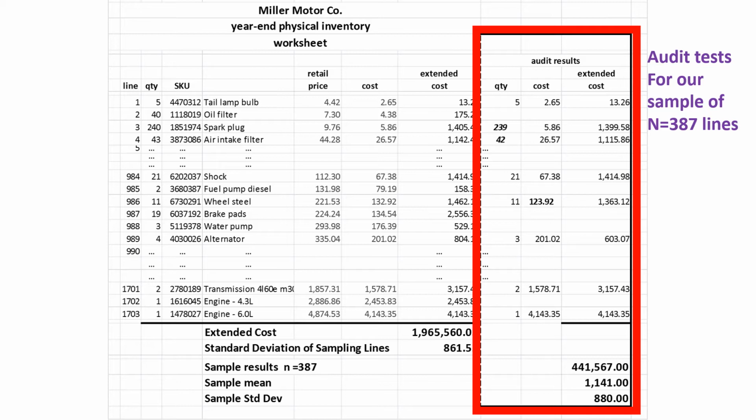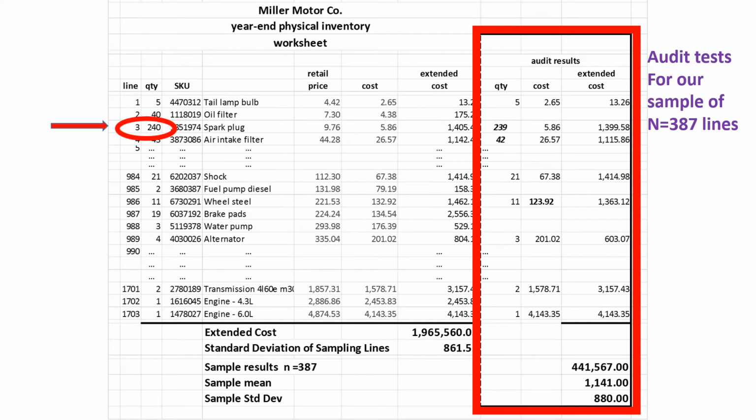Notice once we find a mistake, then the standard deviation from the book values is wrong. Maybe just a little tiny bit wrong, but as soon as we find a mistake, that will not only change the extended cost of the book value, but it will also change the standard deviation. So just keep that in mind.